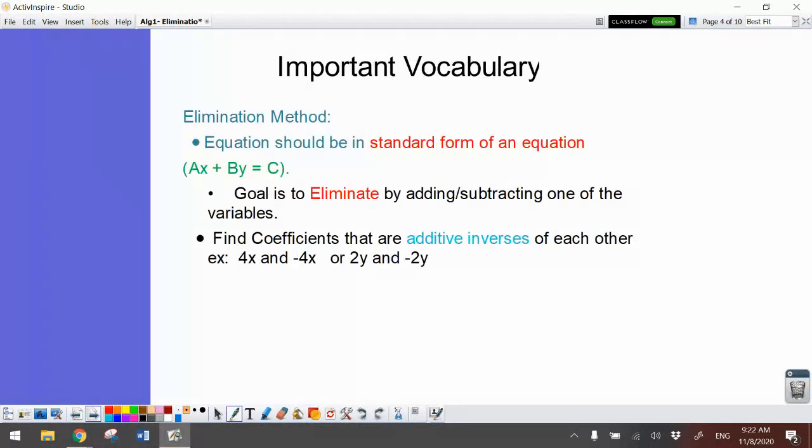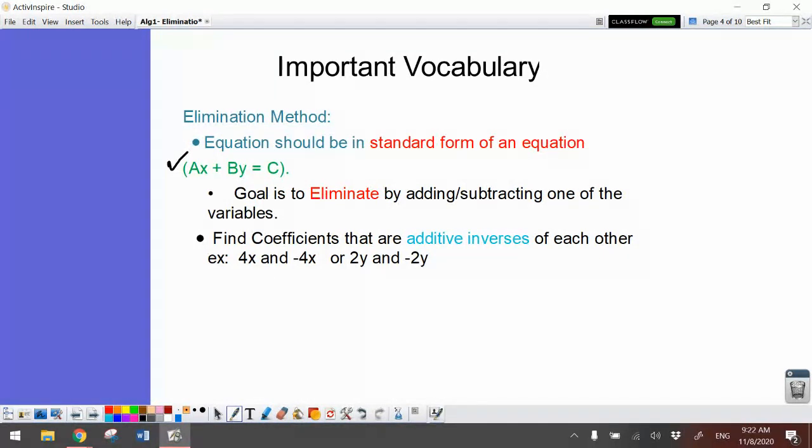All right, so let's take a look at our vocabulary. So the equation should be in standard form. So we should have ax plus by equals c. That makes things easier because things need to line up. Okay, so the x's have to be over the x's, the y's need to line up, and the numbers need to line up because that helps us find the inverses.